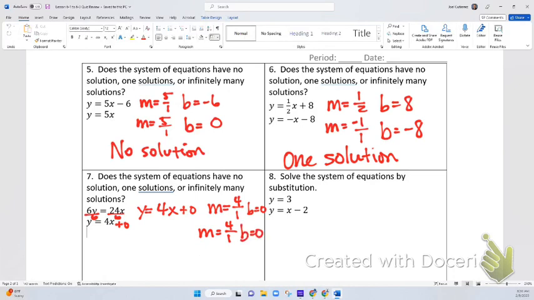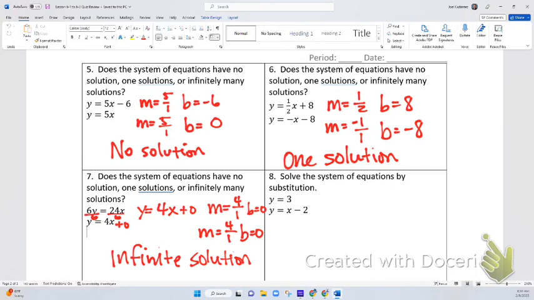And what does it mean when you have the same m and you have the same b? Infinite, because it's the same darn line. Okay, whenever it's the same line, it has the same m, the same b, that means that it is an infinite solution.